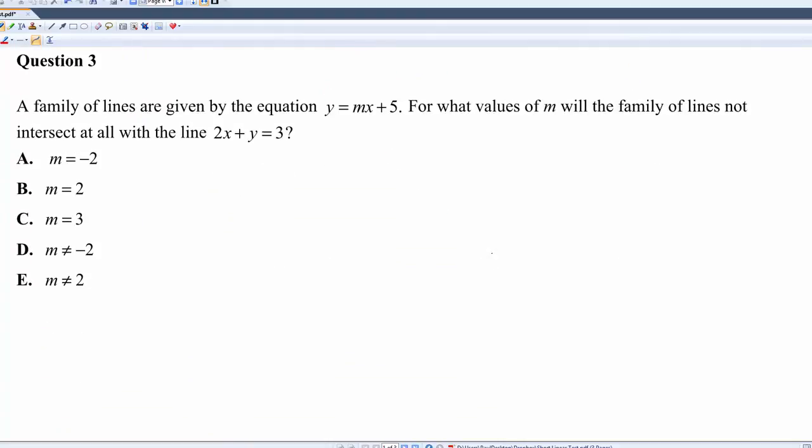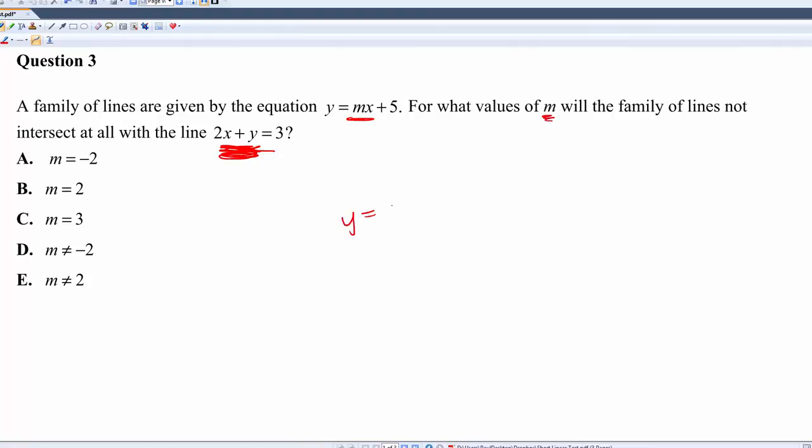Alright, question 3. A family of lines is given by the equation y = mx + 5. Okay, so m is the parameter, and the +5 is what all the family members will have in common. And for what values of m will the family of lines not intersect at all with this particular line here? Well, I know it's when the gradient of this family is exactly the same as this line here, because then they'll be parallel and therefore never intersect. So it's easy. We're going to grab the gradient of this line here, and that will be the m that won't intersect.